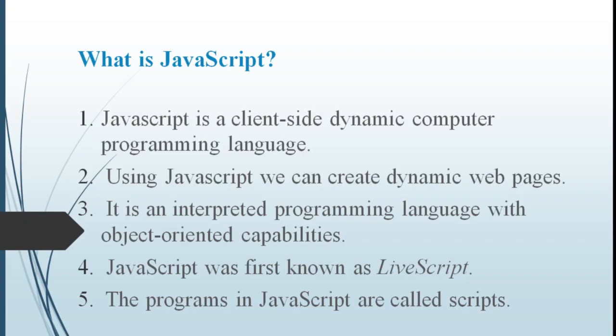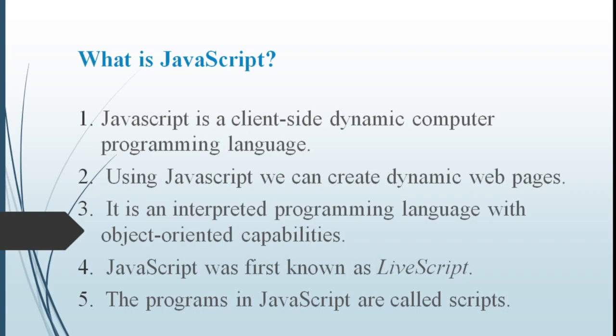What is a dynamic web page? A dynamic web page is a web page that displays different contents each time it's viewed. For example, a page may change with the time of the day. This is a dynamic web page. JavaScript is an interpreted programming language with object-oriented capabilities. That means each and everything in JavaScript is represented with objects and classes.